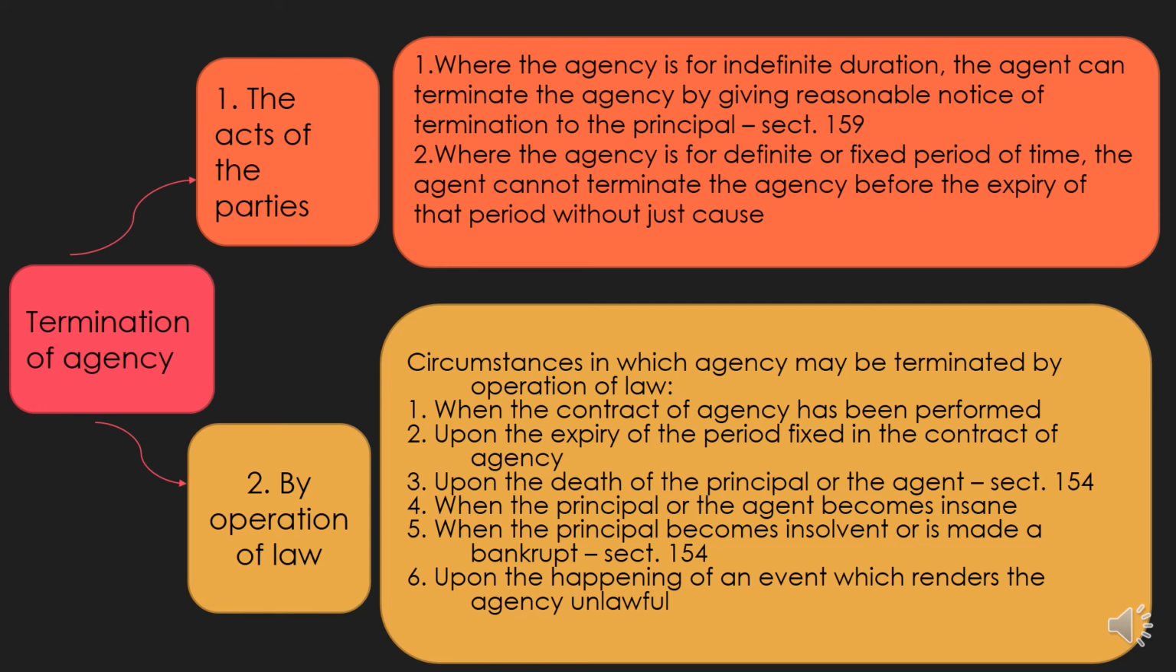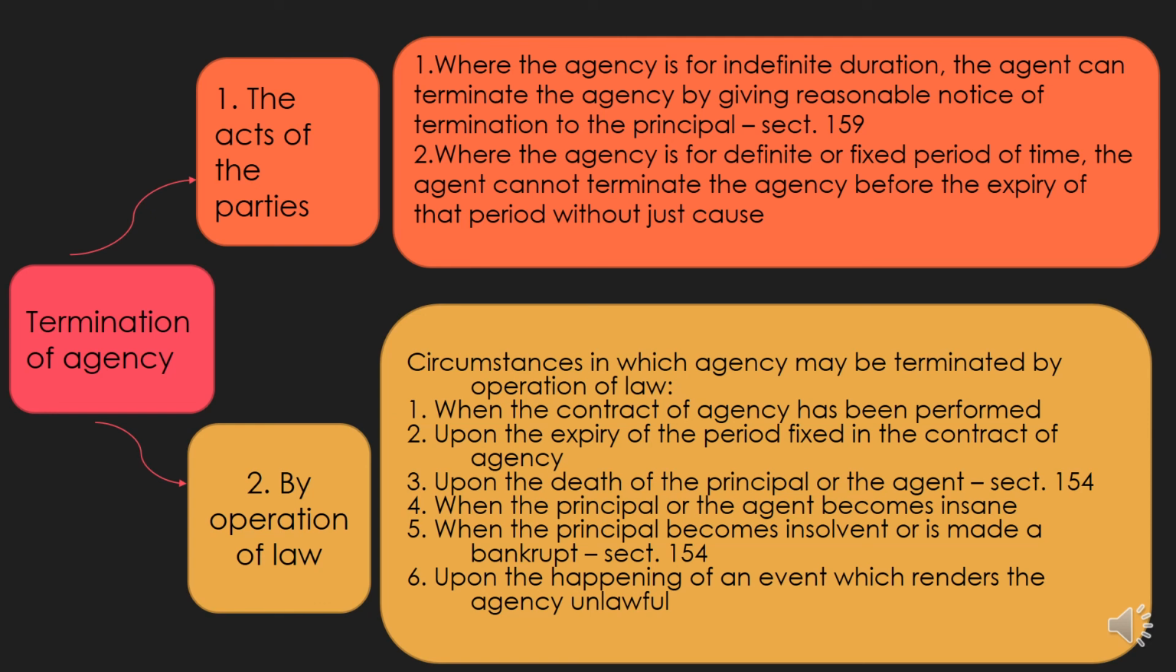Okay? By operation of law, there are circumstances in which agency may be terminated by operation of law. Number one, when the contract of agency has been performed. So they have performed, they can discharge themselves, right? Number two, upon the expiry of the period fixed in the contract of agency. They have a fixed period, and the period has finished, expired. So the agency is terminated, right? Number three, upon the death of the principal or the agent, too bad, by section 154 of the Contracts Act, right? Number four, when the principal or the agent becomes insane, they lose their mind, an unsound mind person, right? By unsound mind, the court can terminate the agency.